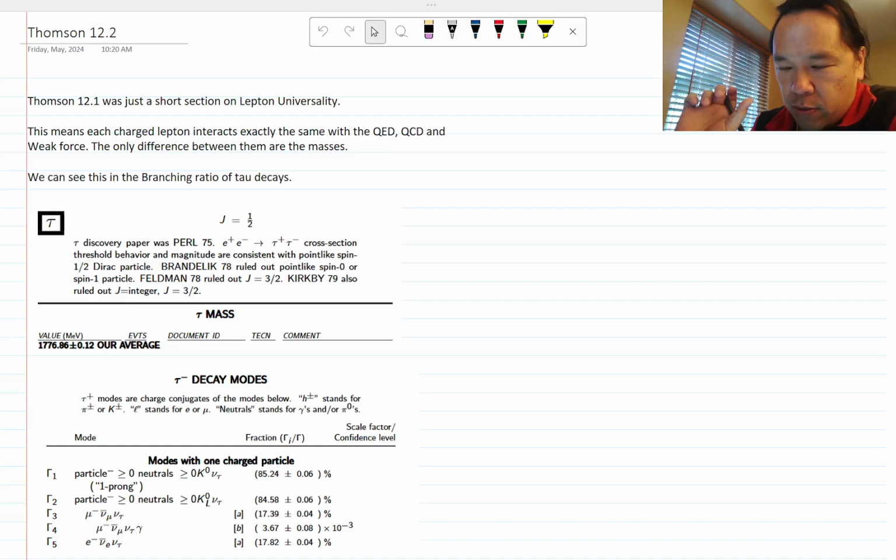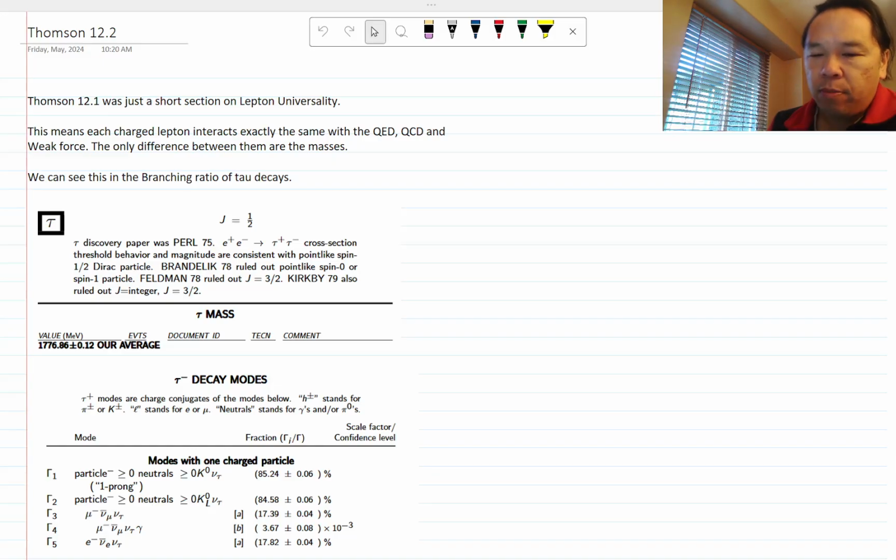And this has to do with this V minus A, the vector minus axial coupling in the weak vertices. And the neutrinos are the only particle we can make that we can actually do a lot of experiments on and probe the standard model in a way that otherwise you would not be able to. So chapter 12 starts off with 12.1, which is a little short section on lepton universality.